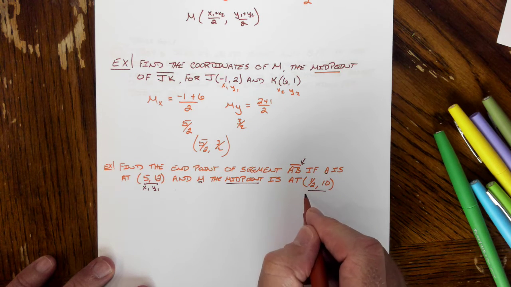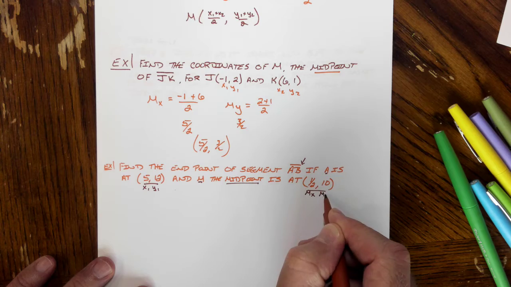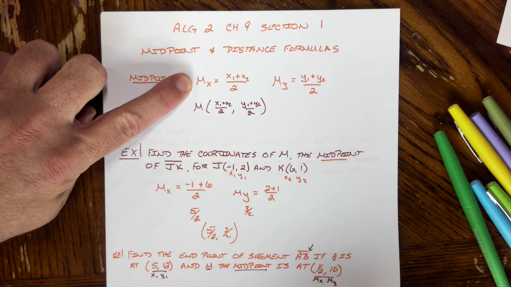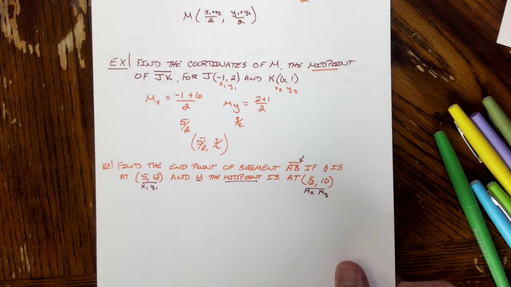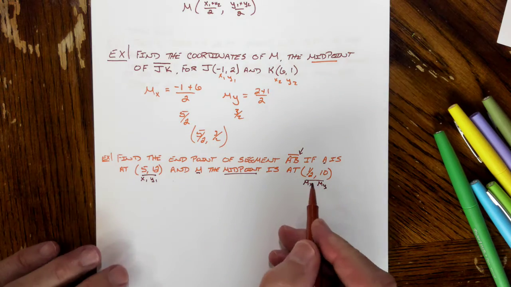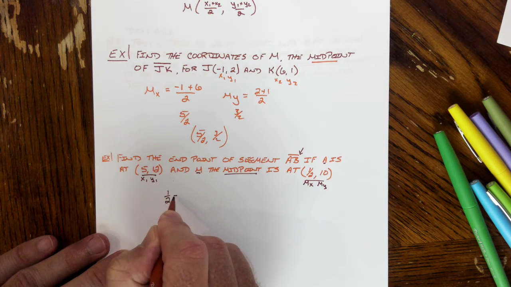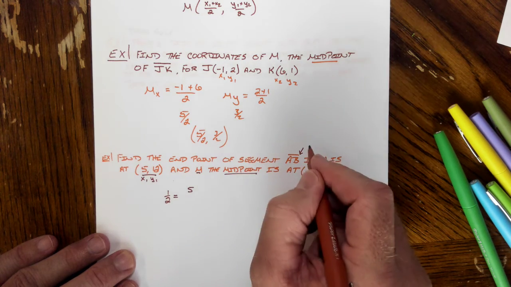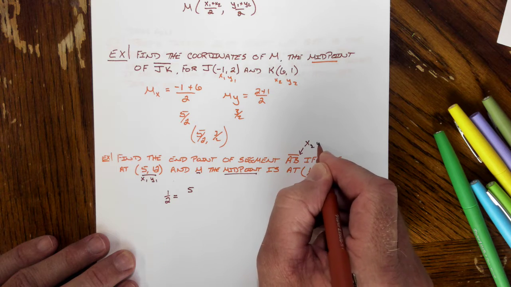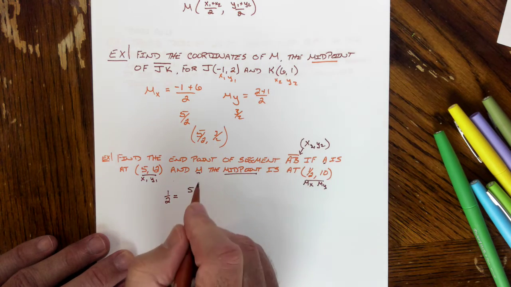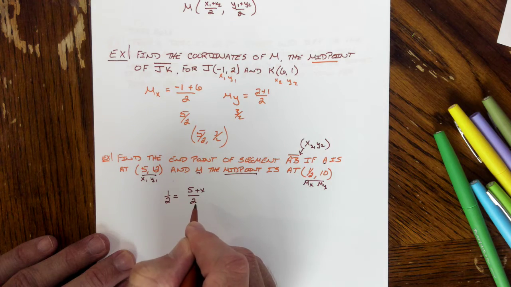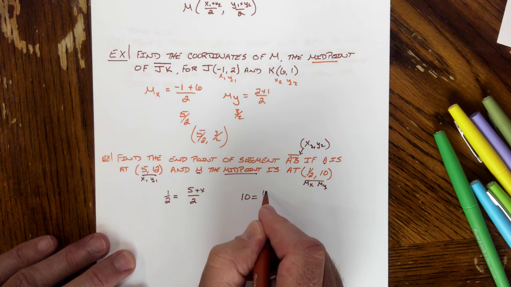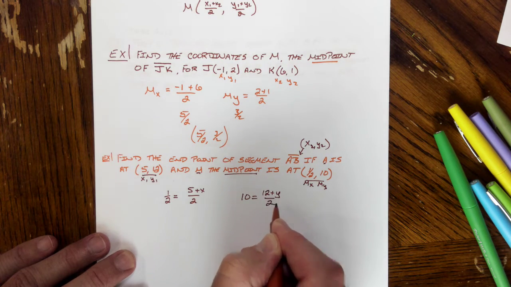So I'm going to call this M sub X, the X value for it, M sub Y, the Y value. So this is where setting up like this, or at least knowing how to set up like this, comes in as my advantage. So M sub X, 1/2, equals the X value. Don't know for point B, so you could call that X sub 2, Y sub 2 if you wanted. So plus X divided by 2. Y values, 10 equals 12 plus Y divided by 2.